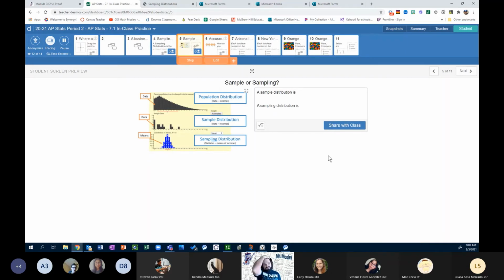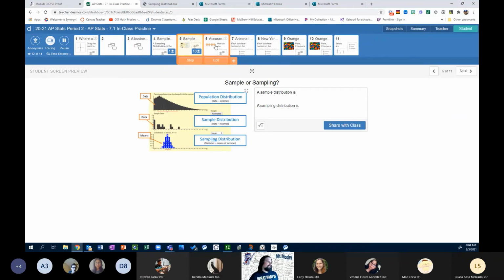All right, so the next 2 questions here. We've got sample or sampling. We're kind of looking for, in your own words, the definition of these 2 terms. A sample distribution is something, and a sampling distribution is something else. They are related, right? And there's an image here to the left to help you see the visual difference, which is based on the simulation we did. So in your own words, and you may want to look back at some of the things in your notes from yesterday: What is a sample distribution? What is a sampling distribution?